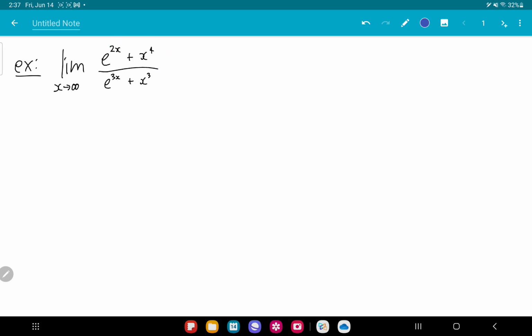Well, maybe this isn't obvious, but the exponential is going to be absolutely humongous compared to this polynomial here. Okay, so the polynomial can be safely canceled or deleted. And on the bottom, same thing. The polynomial is relatively small compared to this humongous exponential. So the limit will equal this limit.